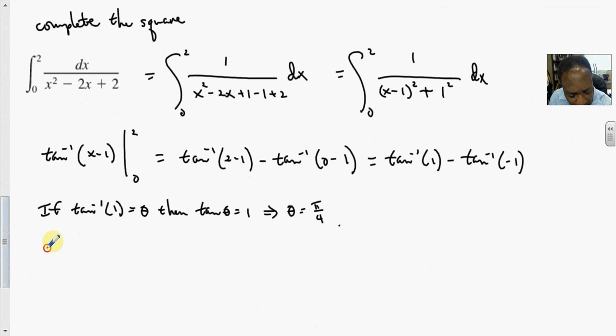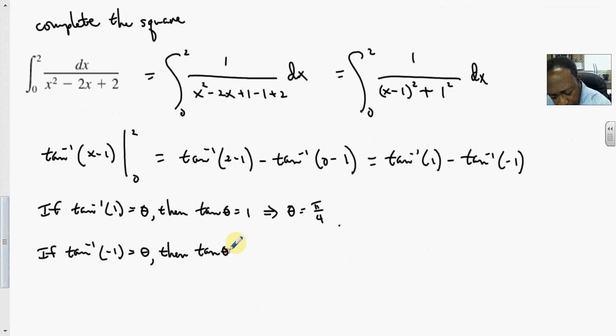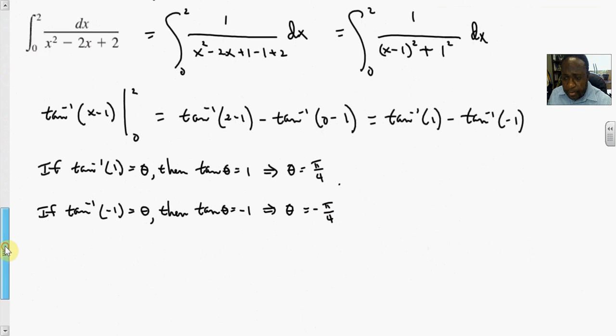Let's look at that statement. So here, if tan inverse of negative 1 is equal to theta, then tan theta is equal to negative 1. This implies that theta is negative pi over 4. So if that be the case, then our answer, let's put this in a box.